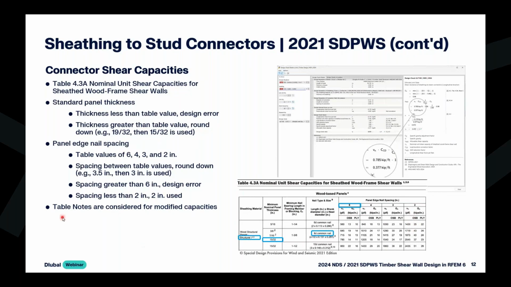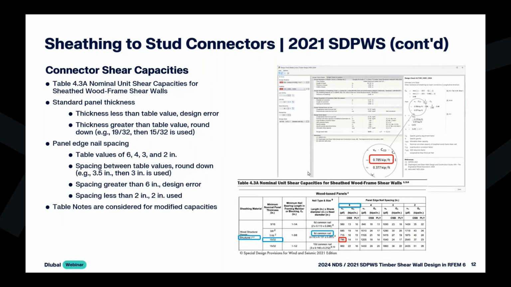Now, there are several table notes that are given within the SPDWS code underneath table 4.3a. These are also considered within RFEM. So, you see these different notes that are given here. This is directly considered within the capacities. So ultimately, after we consider all the highlighted blue options here within our particular example today, we get a capacity. And looking at 6 inches spacing, we see 785 pounds per foot. Looking at the RFEM results here, we see that capacity directly given in kip per feet, 0.785.